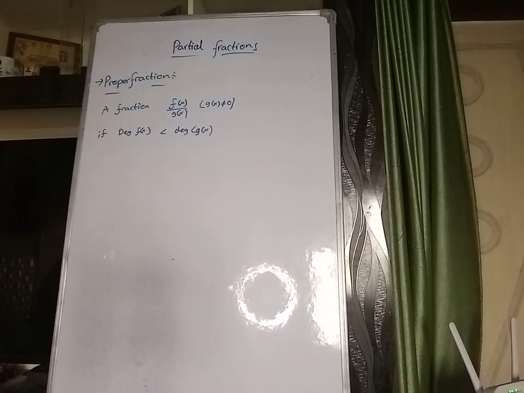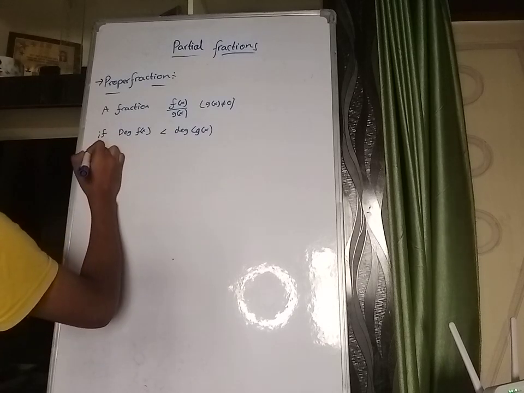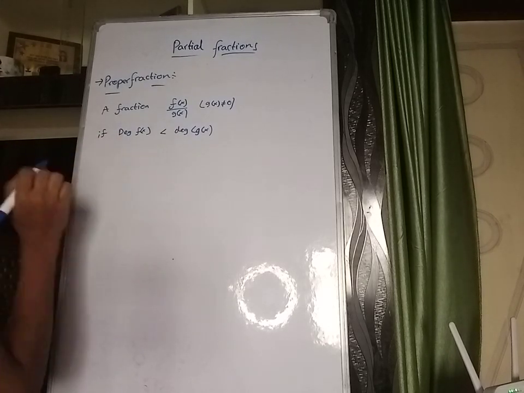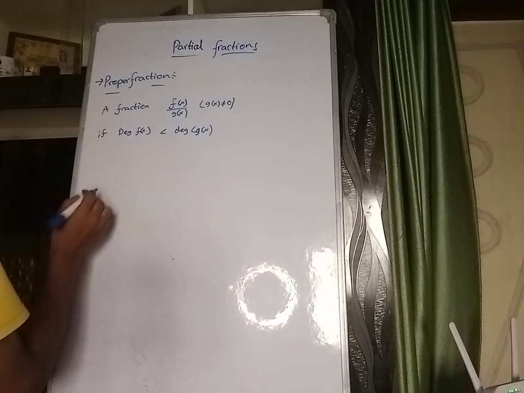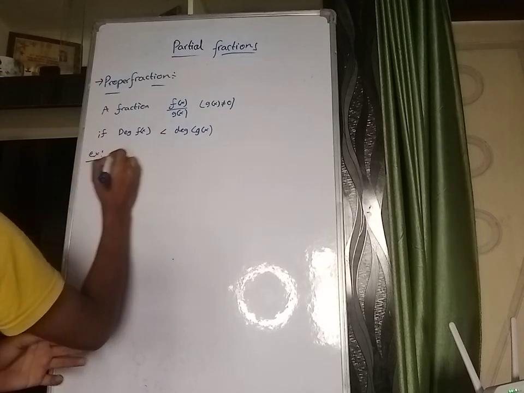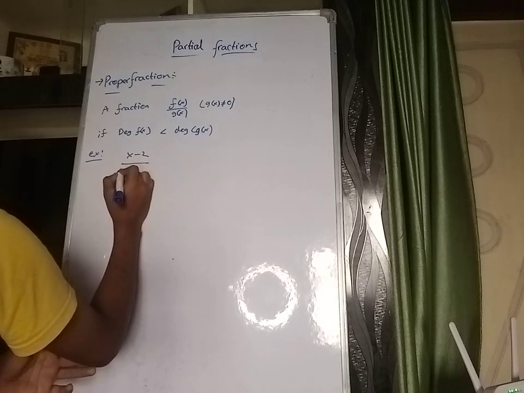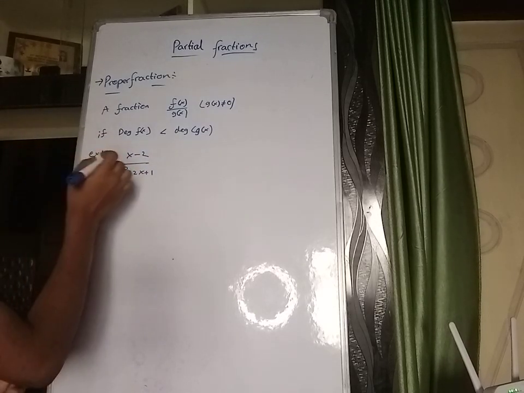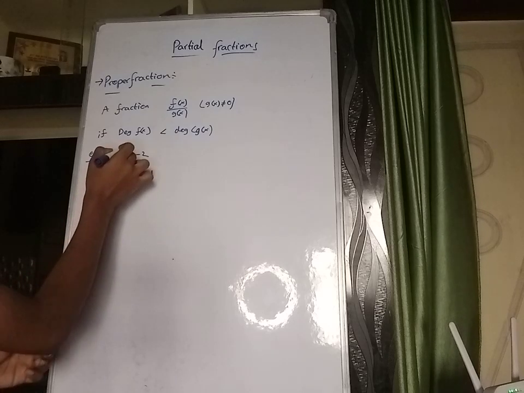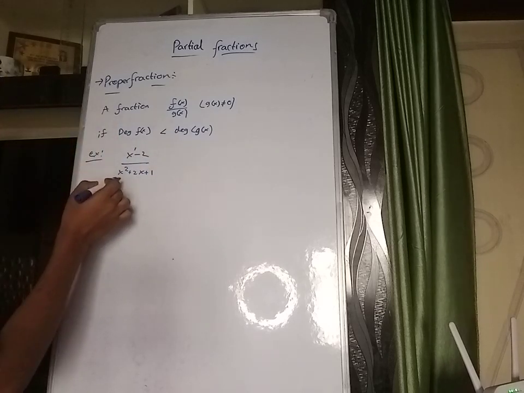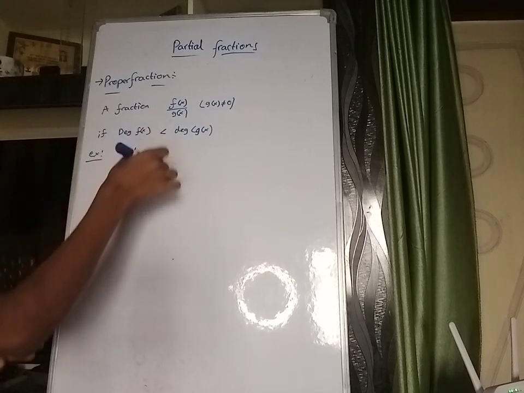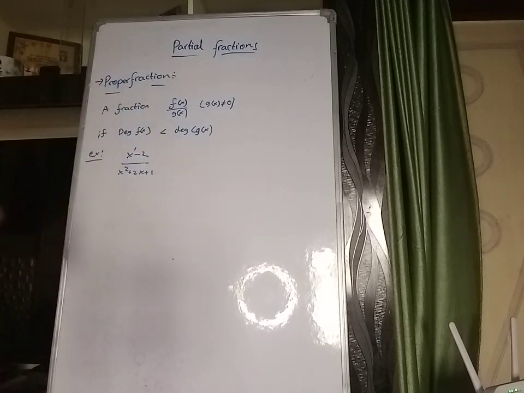Which is nothing but the degree of the numerator should be less than the degree of the denominator. Let's write an example. x minus 2 divided by x square plus 2x plus 1. In the numerator the degree is 1, and in the denominator the degree is 2. So 1 by 2 is a proper fraction.